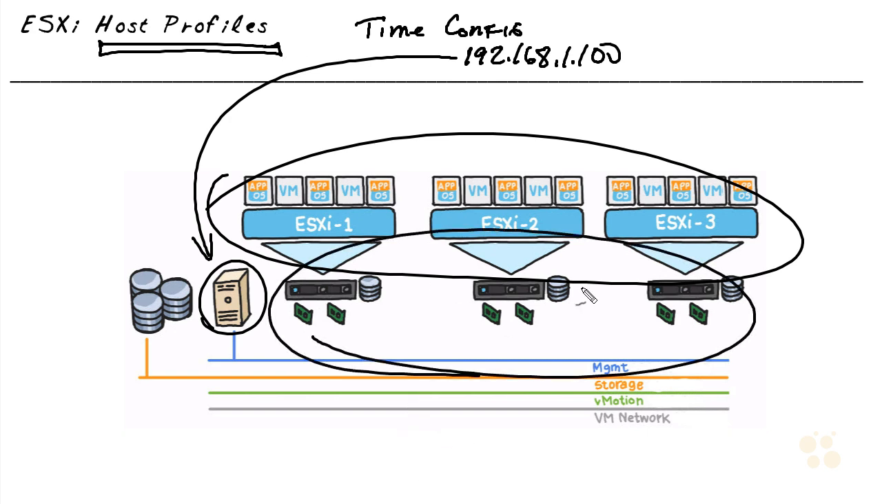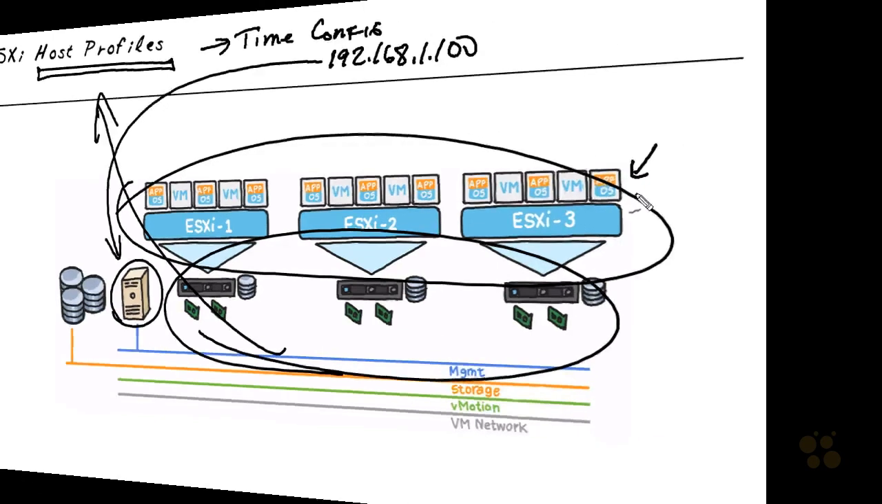And then we could associate each of our ESXi hosts with that host profile. And then we can click on the button to check for compliance. And that would tell us, yes, all the hosts comply with that setting for time configuration. Or if we had a host that didn't comply, it could tell us that as well.